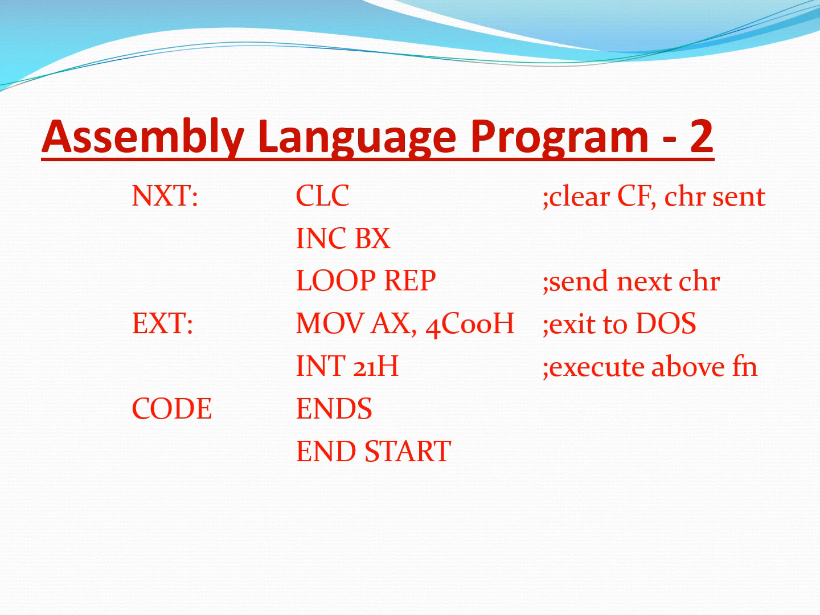So what is NXT? That is CLC. If the message was sent, then all right, move to CLC, clear CF, character sent. If it has been sent, then obviously you clear CF. And if it was not sent, then INC BX, that is the next character, and LOOP REP. Then you keep coming back to the repeat label, until all the characters have been sent.